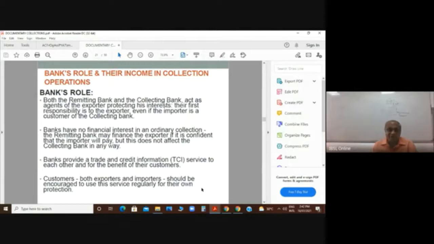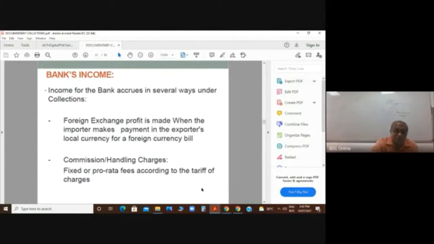On top of that, apart from the handling charges, when it comes for payment, then they get exchange gain also from the exchange rates. At least they keep 2 rupees per dollar or something, right? So that is also good money in dollars, right? The bank's income accrues in several ways, either foreign exchange profit or commission or handling charges, which I have just mentioned.